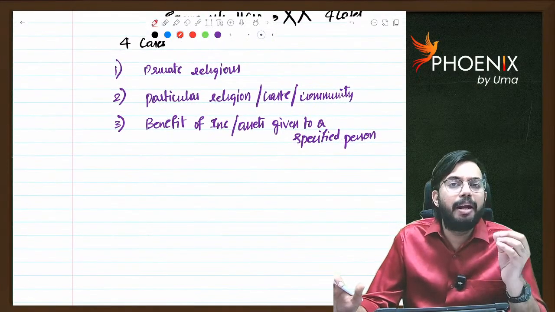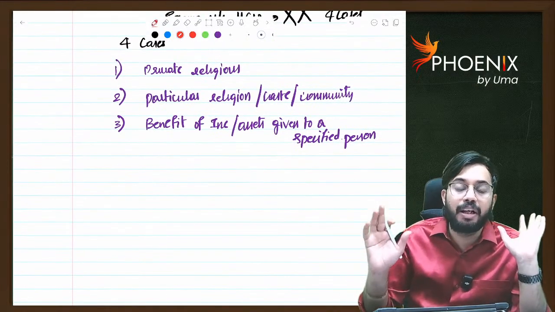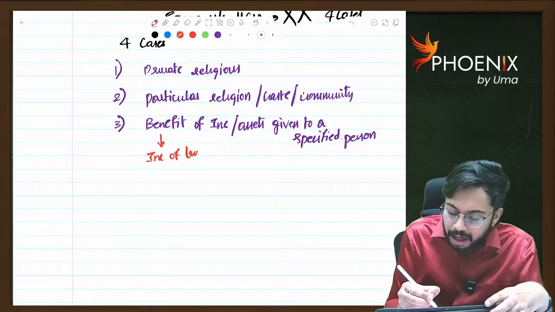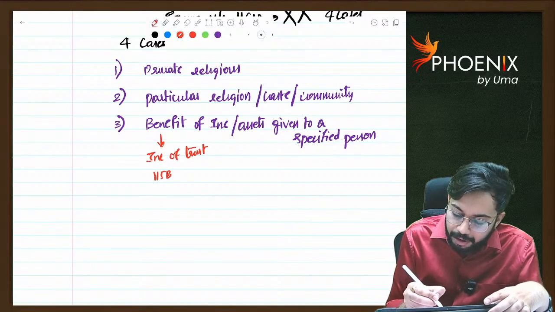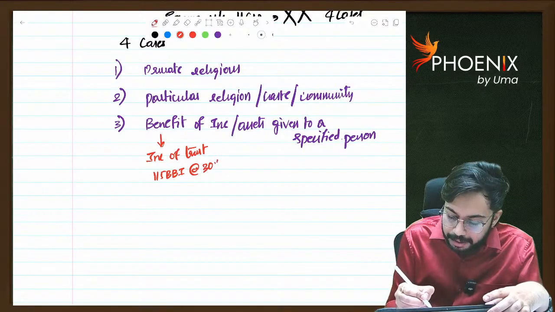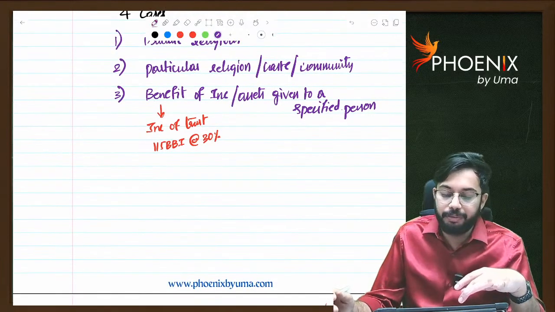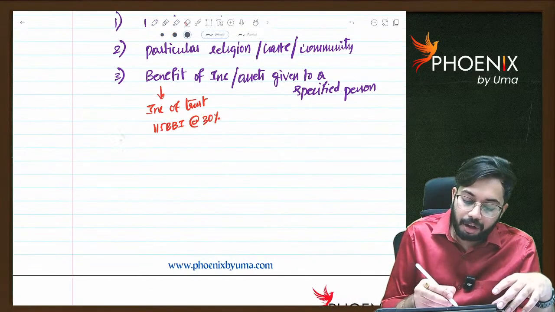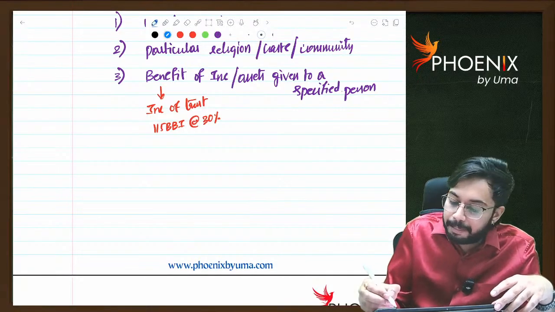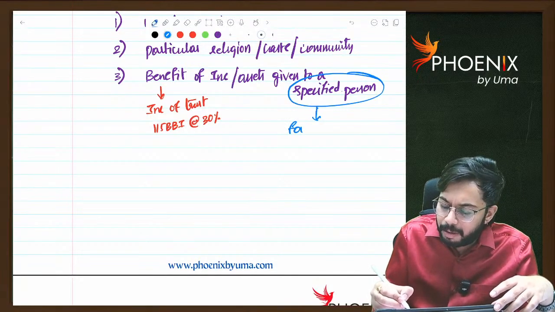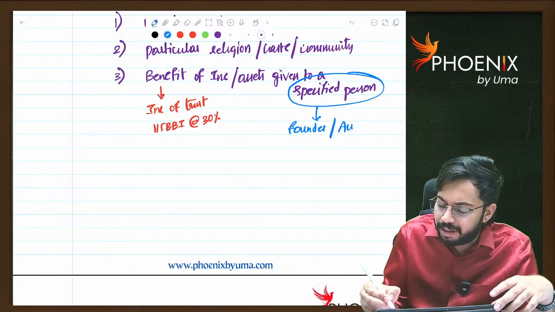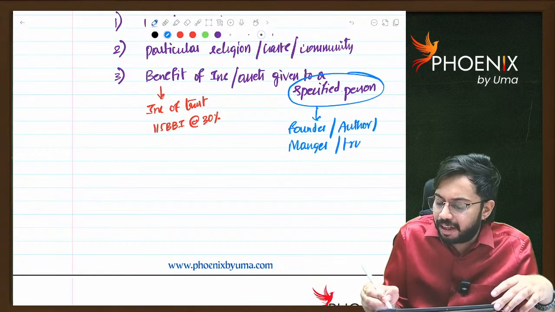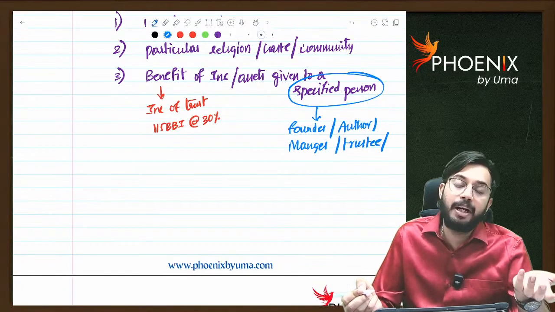So whatever benefit the trust gives to its specified person will be treated as income of the trust. On that income, the trust is required to pay tax under section 115BBI at the rate of 30%. Are you able to understand? Sir, who are called specified persons? Whoever is the founder or author of the trust, or the manager or trustee of the trust, they will be treated as specified persons.